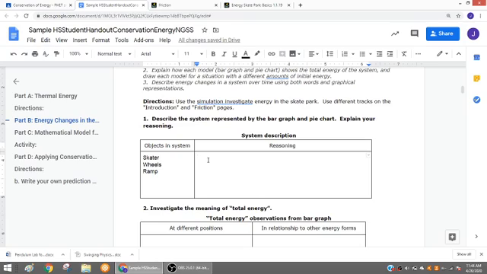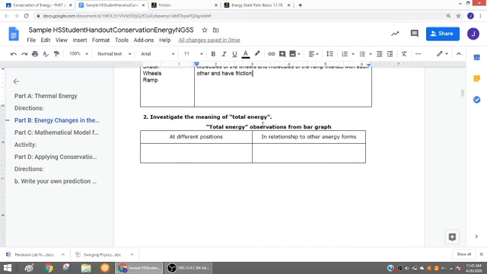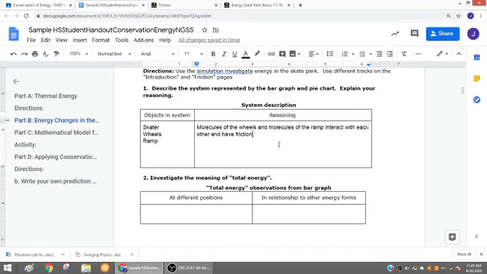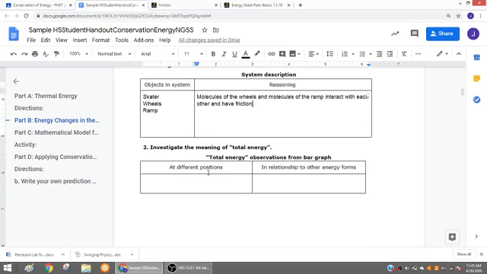Molecules of the wheels and molecules of the ramp interact with each other and have friction. You could probably flesh that out more. I'm just trying to help you with this. I'm not trying to give you all the answers.